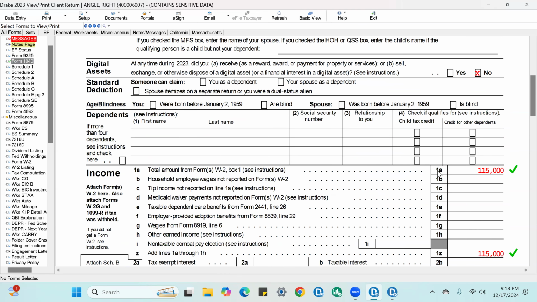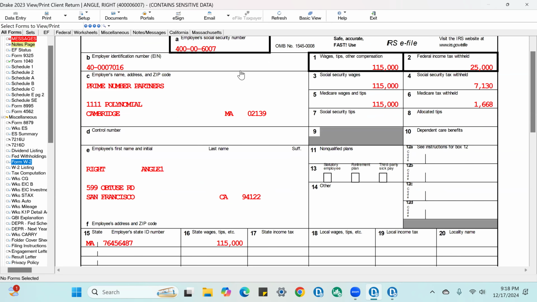And then this person has a W-2. And this is the W-2. And this is the EIN number of the W-2. And this is the address of his company. And this is Right Angle's personal information. And this is box 1, 2, 3, 4, 5, 6, and so on.